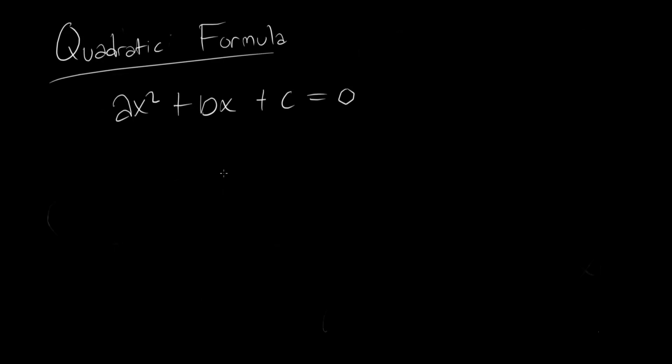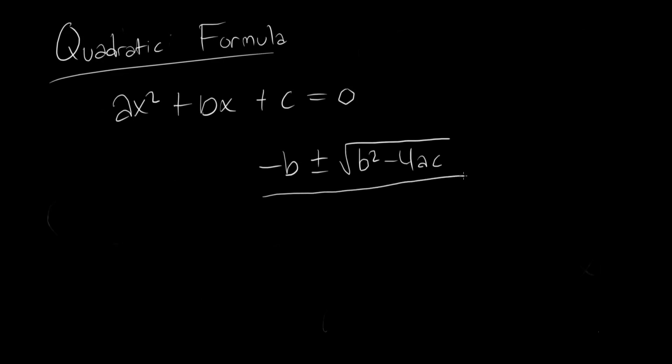So the quadratic formula, even though this will seem quite complicated, once you get the hang of it, once you use it more and more and practice with it, you will easily remember it. It's just negative b plus minus the square root of b squared minus 4 times a times c, over 2a. Now this looks really complicated.